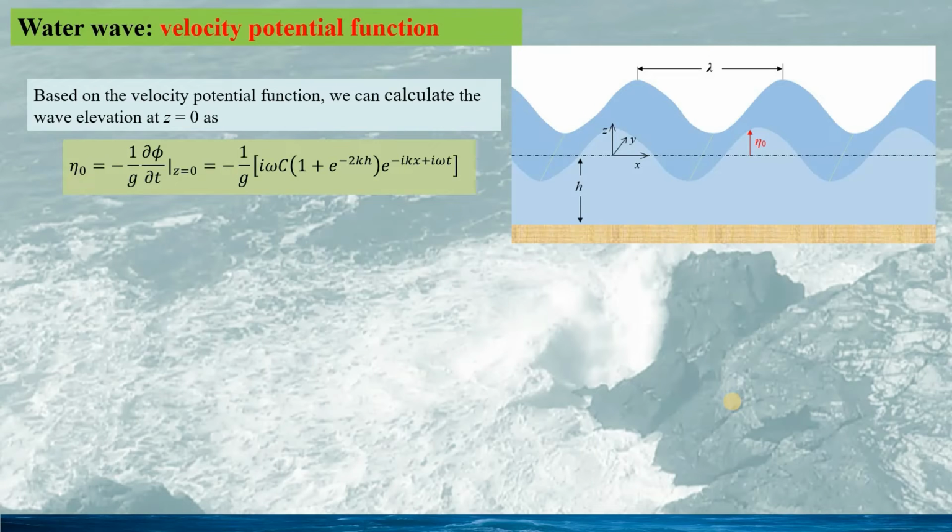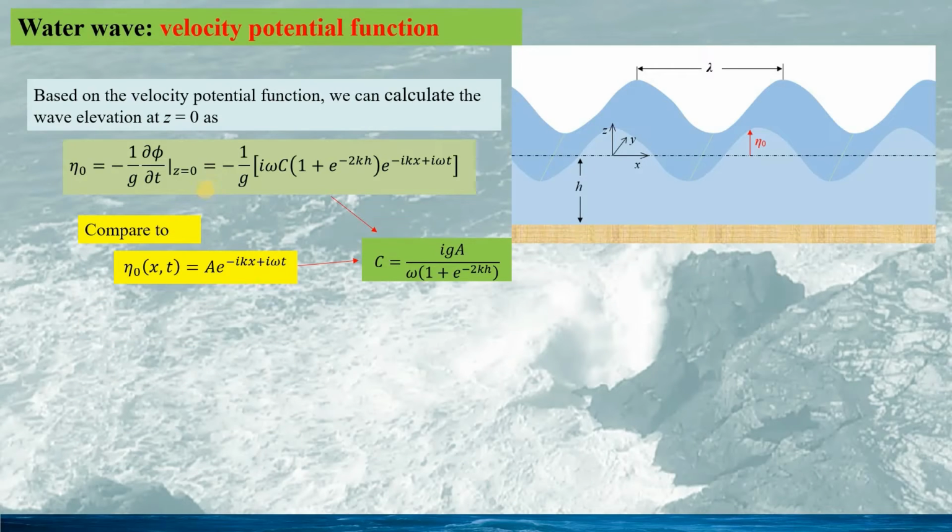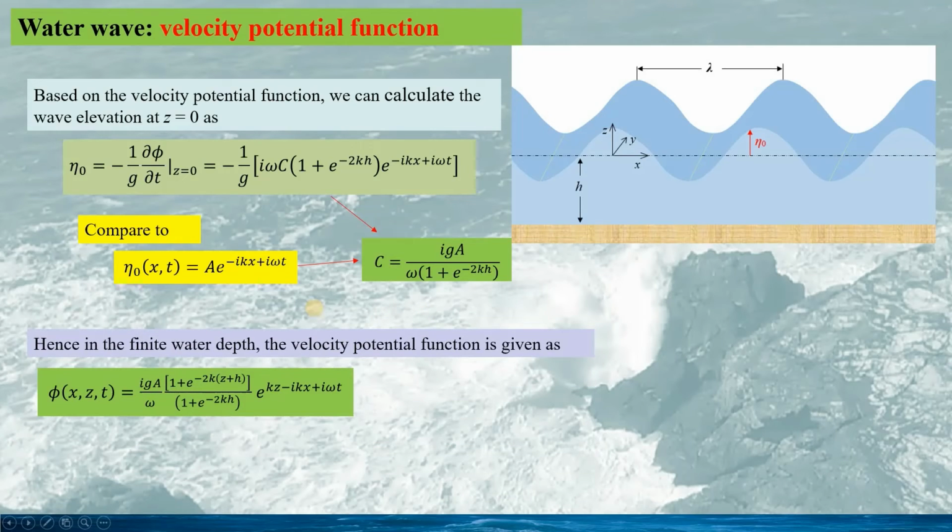In this slide, we apply the free surface boundary condition. From the dynamic surface boundary condition, we have the wave elevation expression. After using the velocity potential function, we have an expression as this, eta 0 given in this form. If we compare the wave elevation on the surface to the general form eta 0 in this, hence we can obtain the constant c given in this. So now we can obtain the velocity potential function in the finite water depth given in this form, and we have the expression as this.